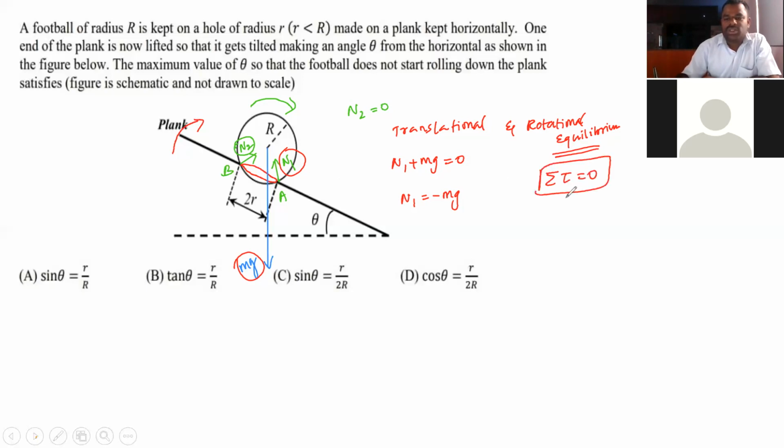Total torque should be 0 means here only two forces are acting, in opposite directions. If two forces are acting in opposite directions, then for total torque to be 0, these two forces must act in the same line. That means mg is acting downward, and in the same line the normal reaction N1 also should be acting, because total torque is 0, rotational equilibrium. So N1 and mg are acting on the same line. By considering this, let us redraw this diagram.